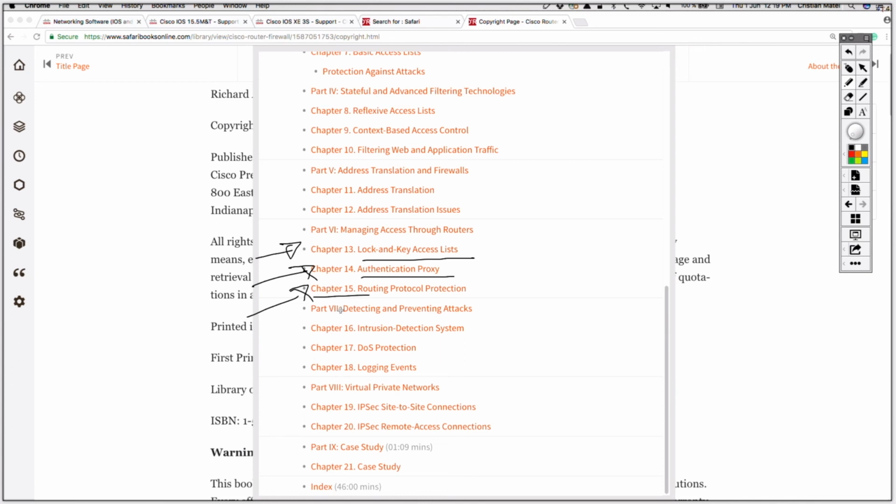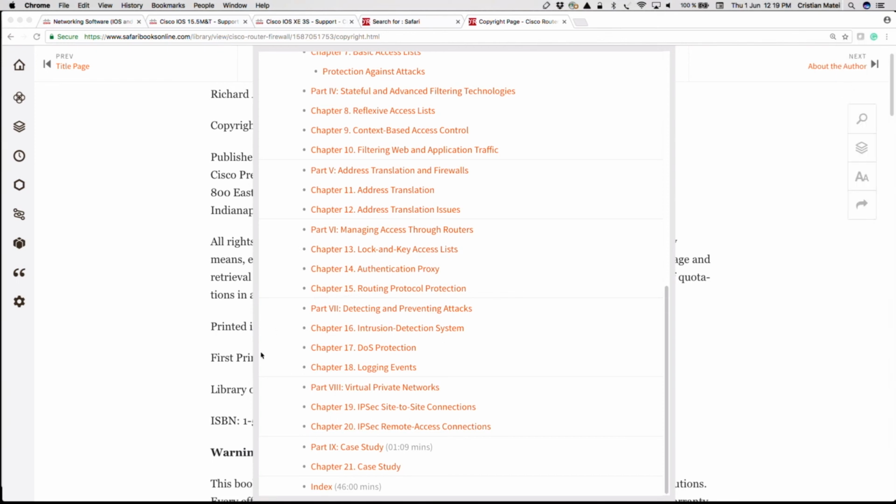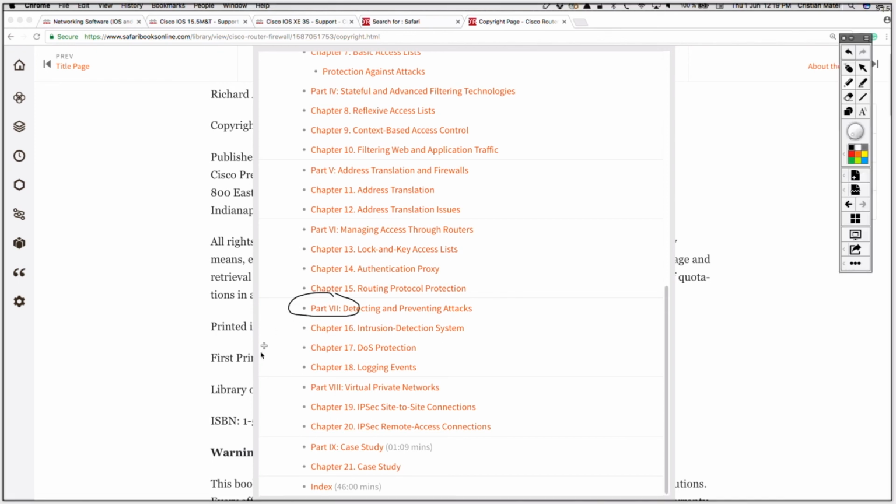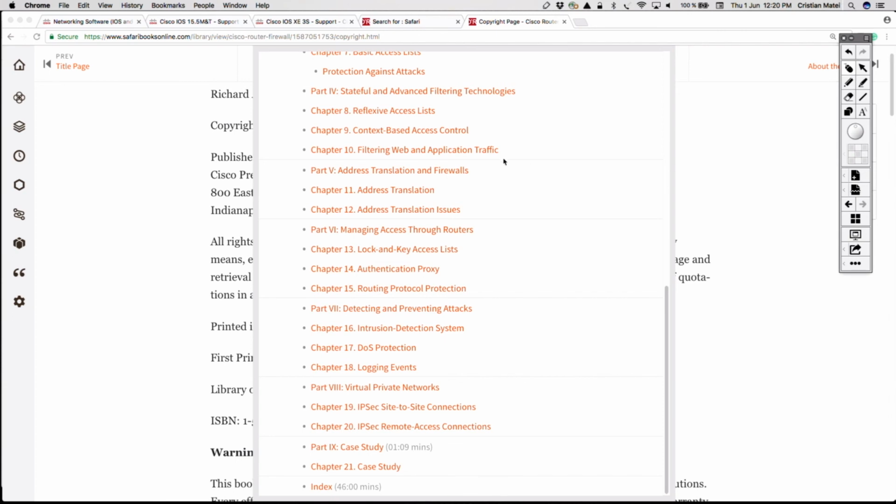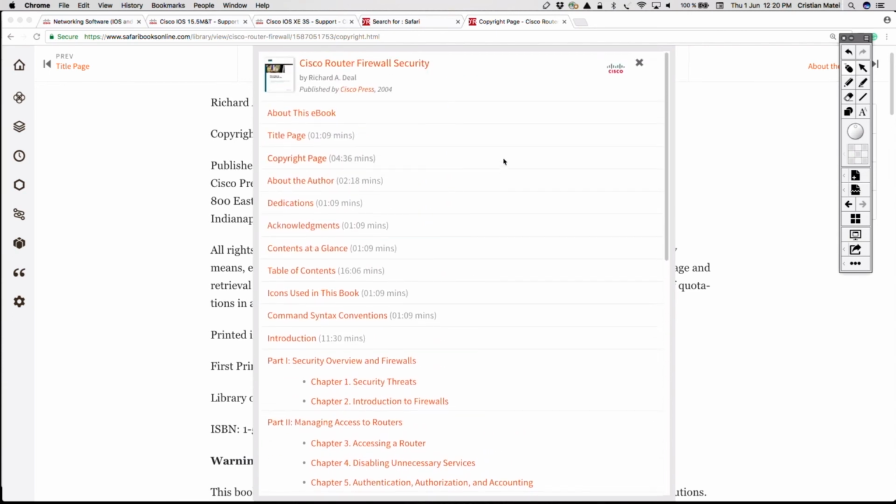And then in part 7, we have a couple of inputs on denial of service protection. You can skip chapter 16 on IDS, and then logging events. I'm going to give you another book for logging in general, for infrastructure security. And that's pretty much it. You don't need to know about IPsec or IPsec remote access. You can skip those. So that's going to be primarily for your base, a couple of legacy features which are still there in the IOS firewall code.